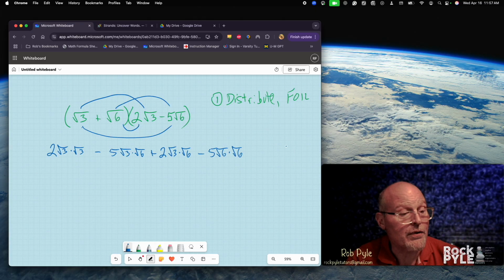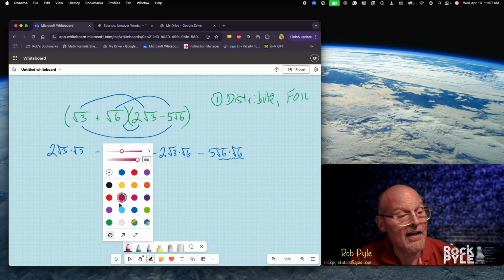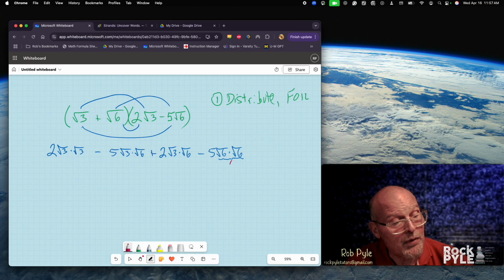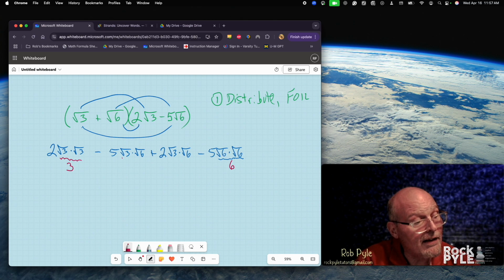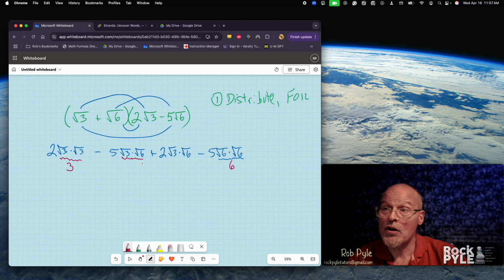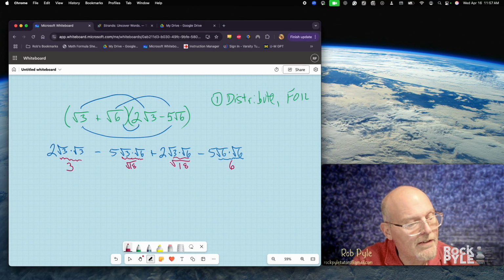There's a couple of things that we're doing here. One is we know that when we multiply the square root of anything times itself, we're going to get that original number. So this becomes 3 and this becomes 6. Now next, if we multiply square roots that don't have the same base, then we multiply the two numbers together, and this becomes the square root of 18, and this becomes the square root of 18.